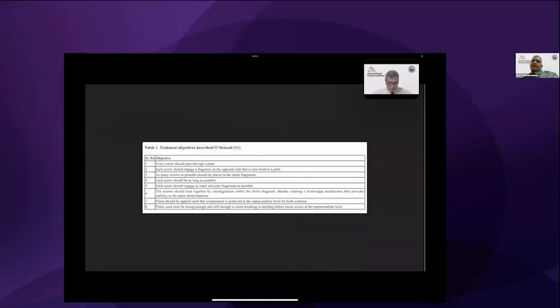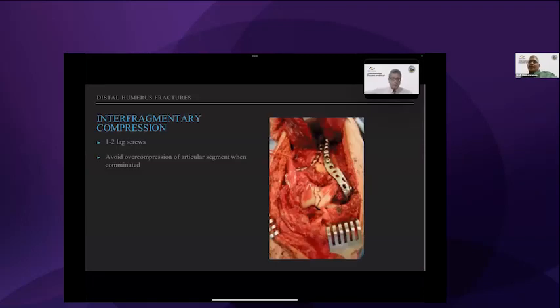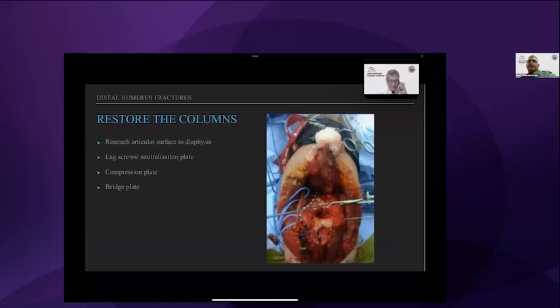Once we get the fracture reduction, for the fracture fixation we have to follow all the principles of Driscoll. Whenever you have articular fragments with intercondylar interfragmentary fixation, we can use 1 or 2 lag screws, but we have to avoid over-compression when there is a comminution. So first restore the columns, then reattach the articular block to the diaphysis, using lag screws, neutralization plate, compression plate, and bridge plate. Several plates will be used to do that job.